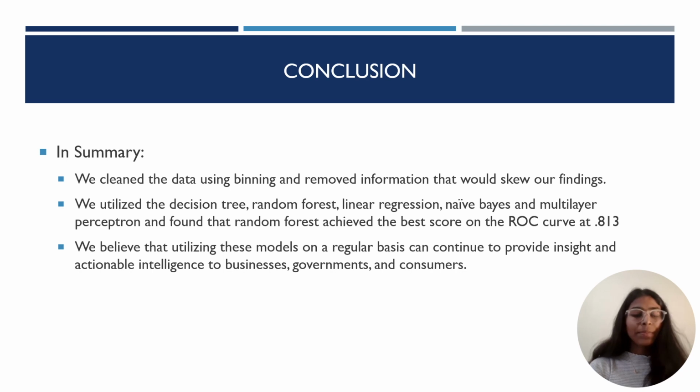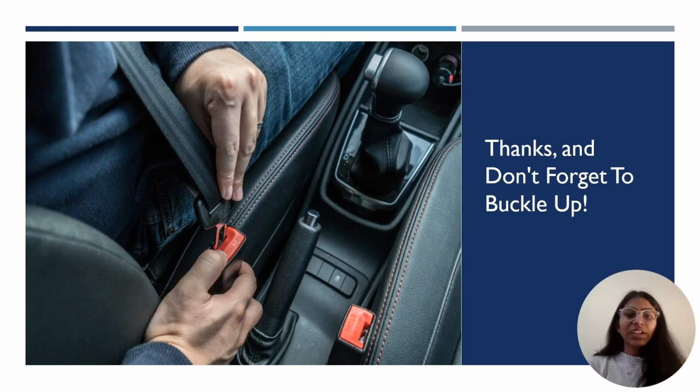In conclusion, to sum up, we cleaned the data using binning and removed information that would skew our findings. We utilized the 5 different models, which are the decision tree, random forest, linear regression, naive Bayes, and multi-layer perceptron, and found that the random forest achieved the best score on the ROC curve at 0.813. We believe that utilizing these models on a regular basis can continue to provide insight and actionable intelligence to business, governments, and consumers.